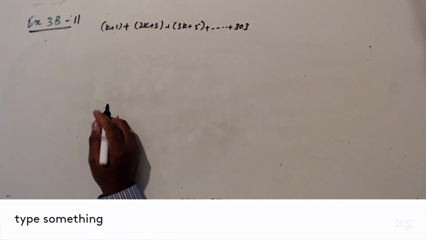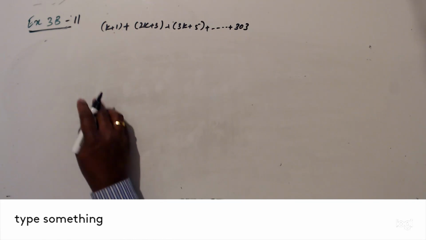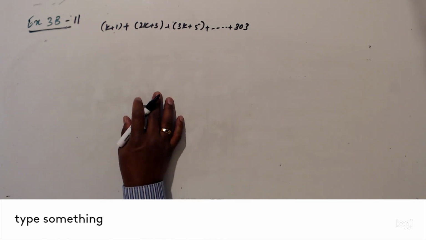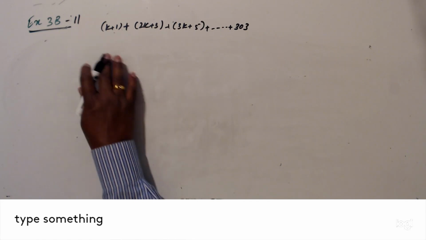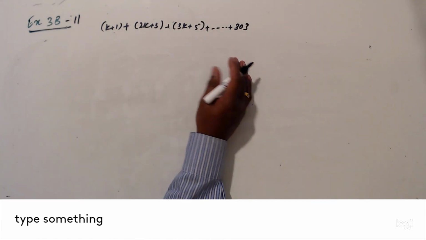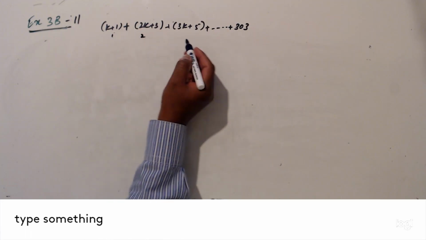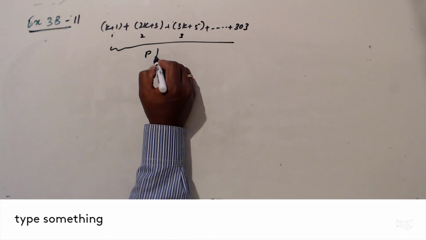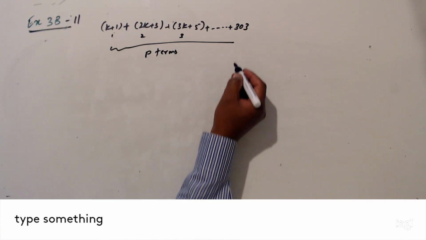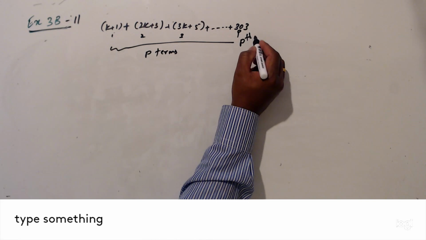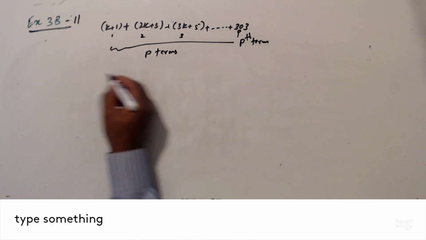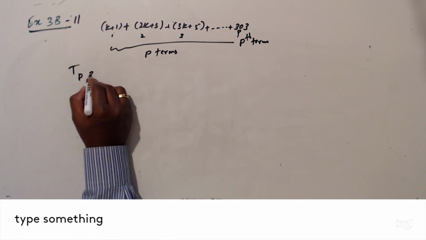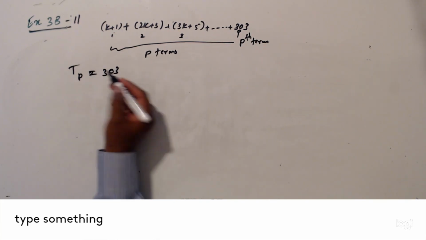Question number 11. An arithmetic series is given like this, and find the number of terms in the series in terms of k. So we want to find the number of terms in terms of k. This is the first term, second term, third term. Assume we have p terms here. So this is the pth term, and the pth term we know is 303.